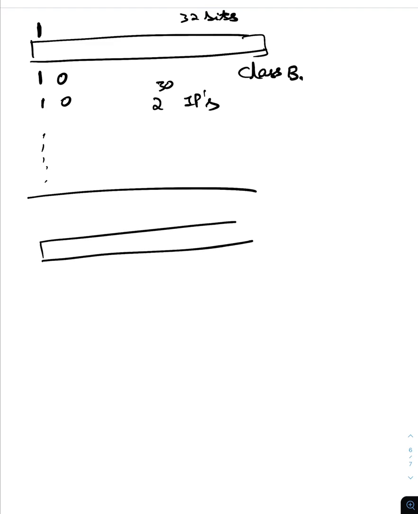So in class A, the first 8 bits are considered as network ID and the next 24 bits are considered for the host ID. But in class B, the first 16 bits are considered for network ID and the next 16 bits are dedicated for the host ID. And you know the first 2 bits are fixed, right? So the remaining IPs available are 2 power 30.